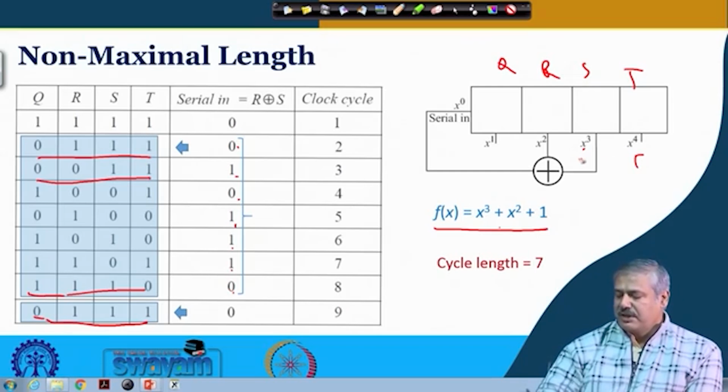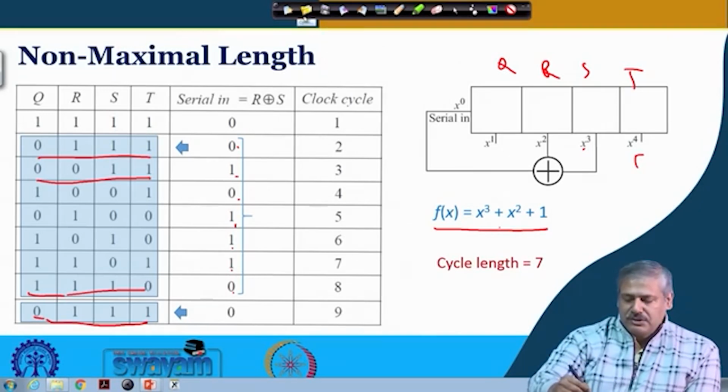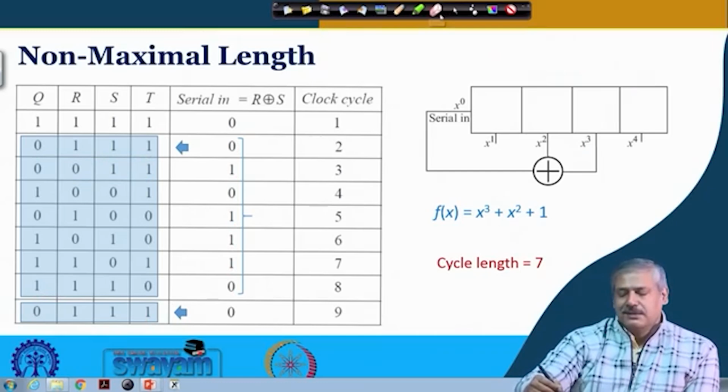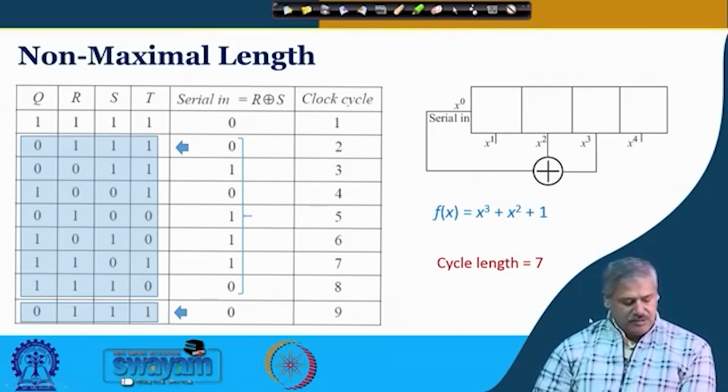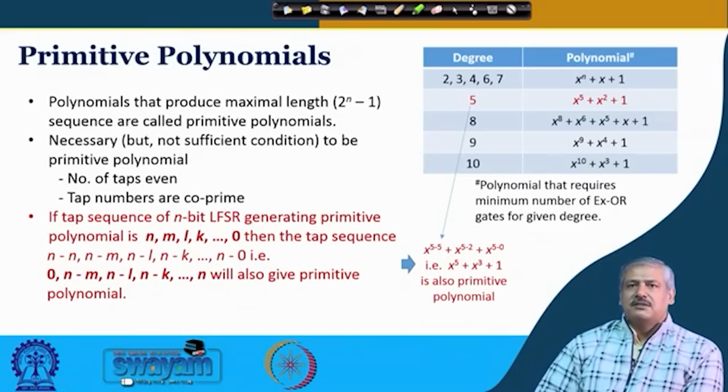Earlier when it was taken from x to the power 3 and x to the power 4, it was a maximal length of 15 possible, 0 0 0 0 was ruled out, because it will remain locked. So, this is to be noted, and that brings us to the discussion on primitive polynomials.